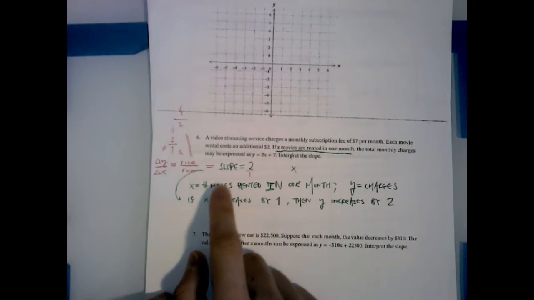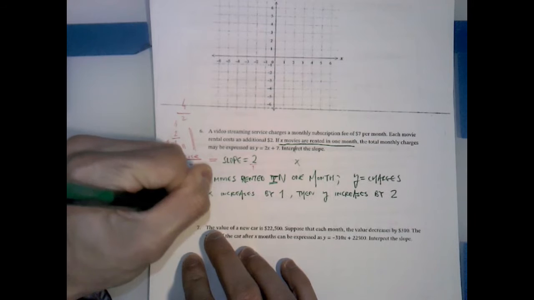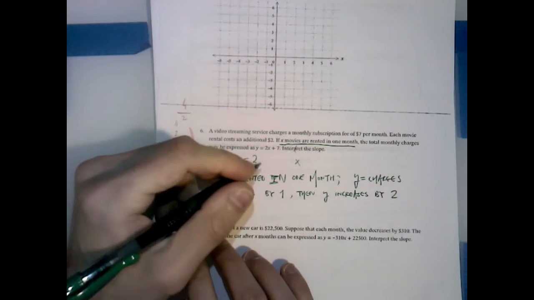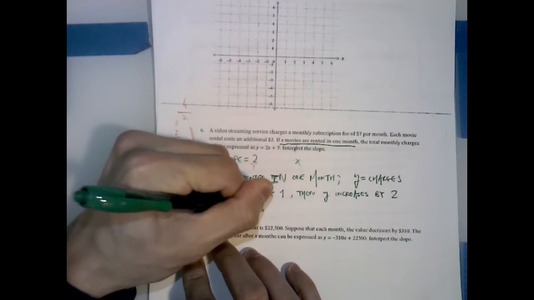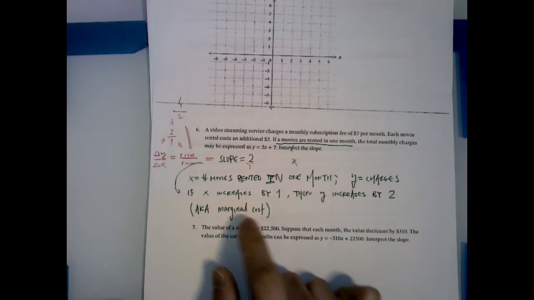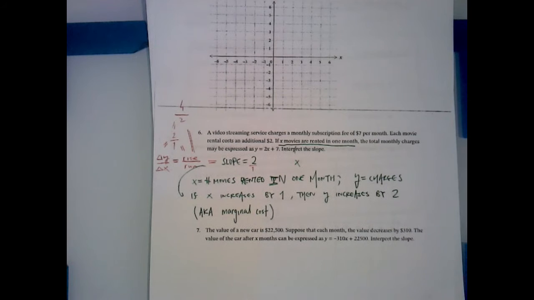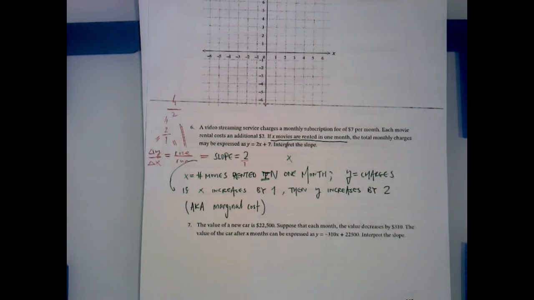This number is often called the marginal cost, AKA a marginal cost, in finance or economics. It's how much you have to pay to rent one more. So that's what this slope is. It's talking about this change here. If x increases by 1, then the y also has to increase. How much does it have to increase by? By 2 in this case.